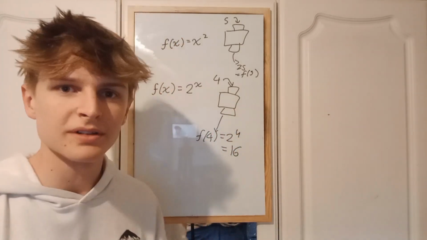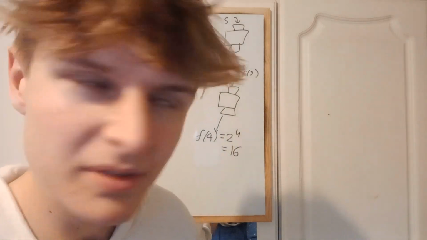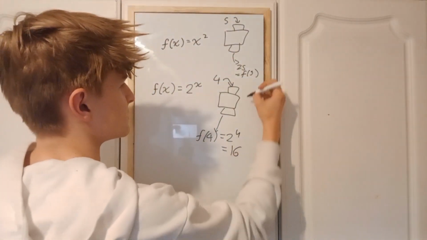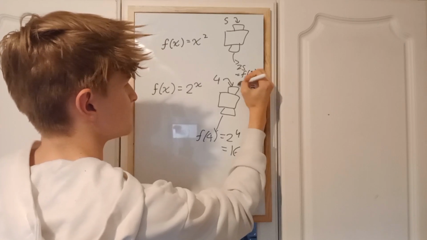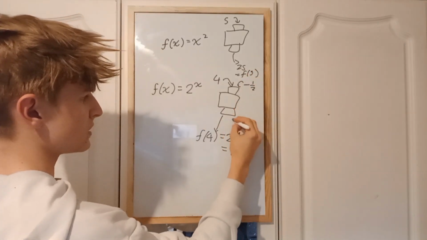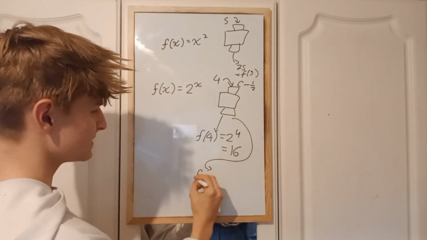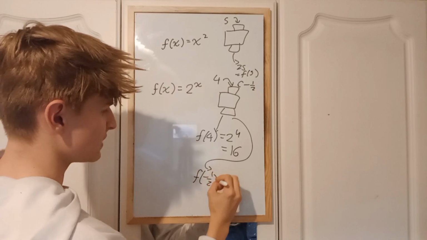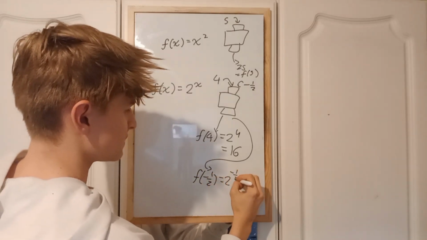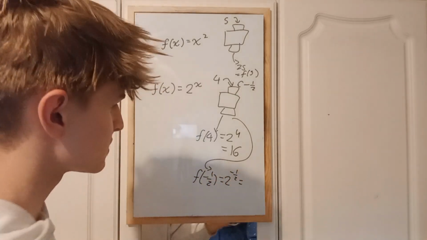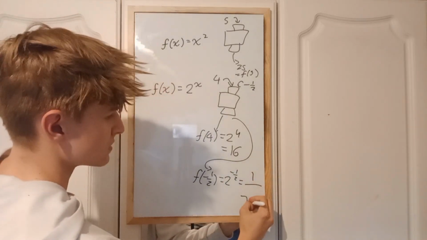Or if you want to use the exponents revision that I taught you last time, you could have f of negative a half. This is a really long arrow, right? f of negative a half, you get 2 to the negative a half, which, if you use some of the exponent rules, equals 1 over the square root of 2.